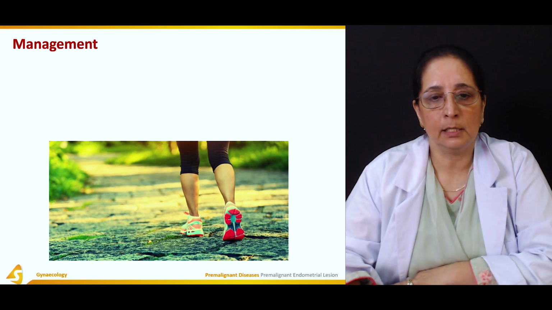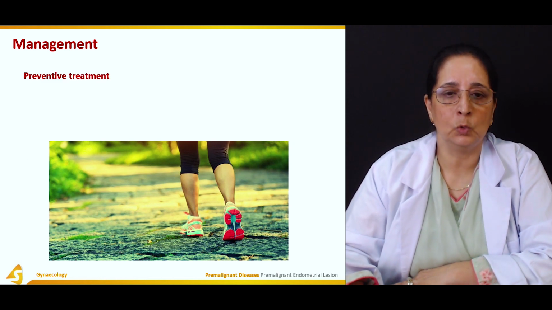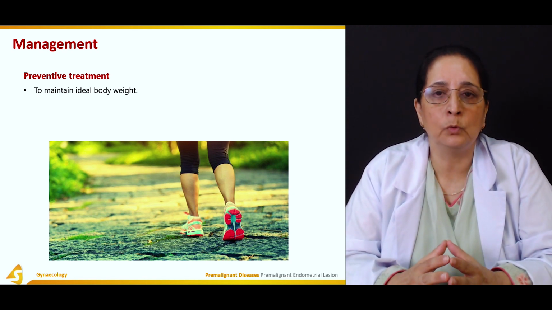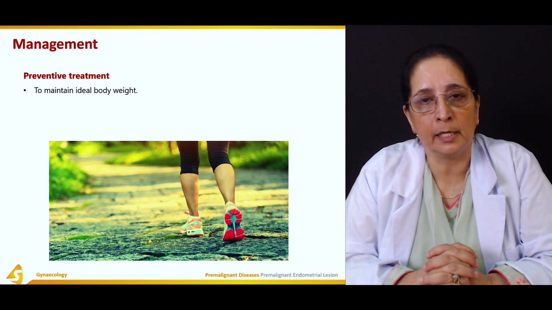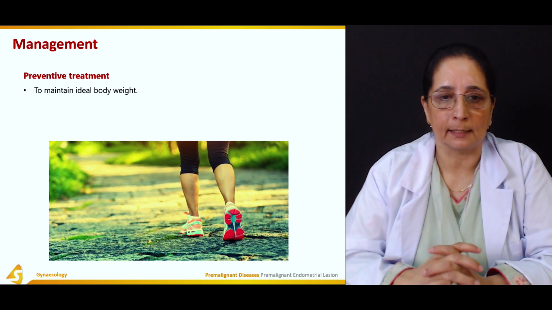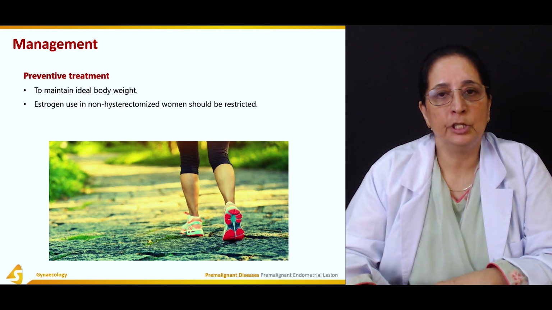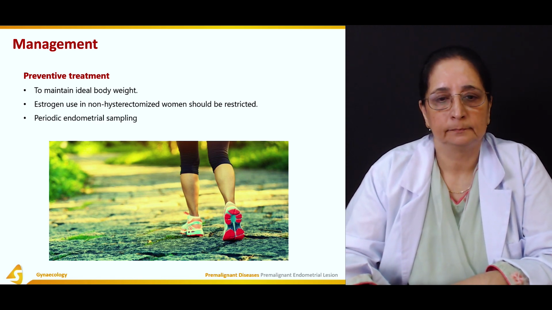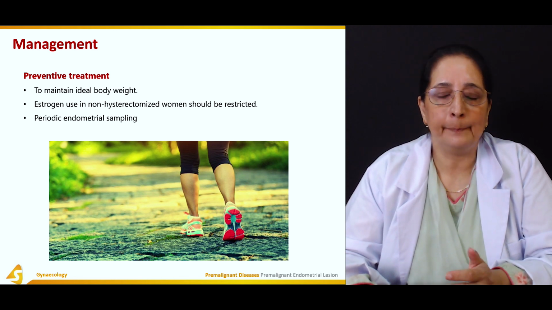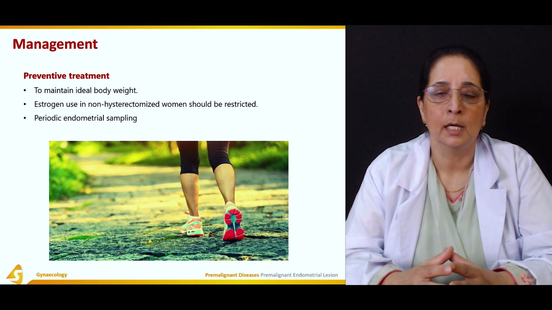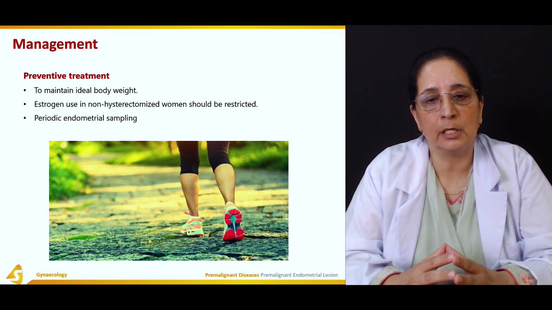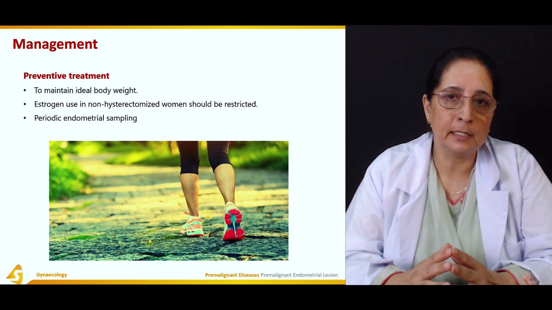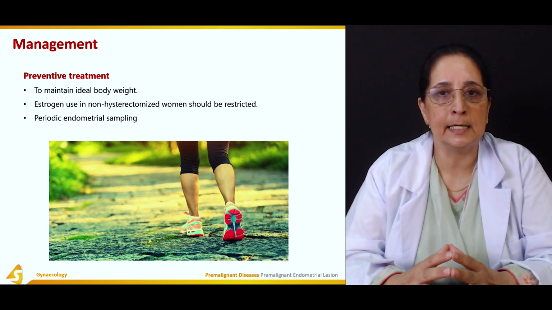Then the management: preventive treatment includes maintaining ideal body weight, because patients who are obese have a higher chance of getting endometrial hyperplasia. Then estrogen use in non-hysterectomized women should be restricted. Periodic endometrial sampling, especially after menopause: if there is bleeding per vagina, it's usually because of endometrial hyperplasia. Sampling is important to rule out whether there is any malignancy or not.